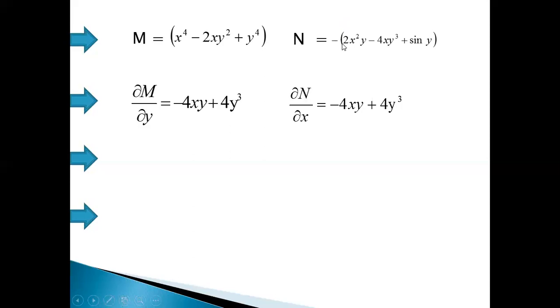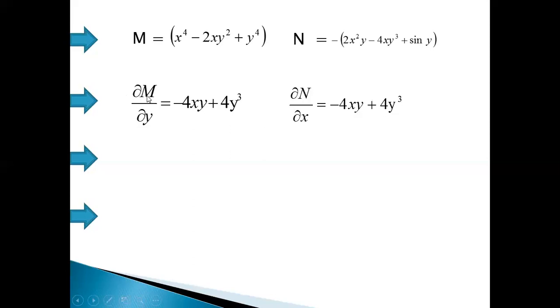So if we open the bracket and we get the derivative of n with respect to x, that is minus 4xy. Now in the second term, the derivative of x with respect to x is 1. Here 4y cube is constant, and in the last term there is no x, so the last term is constant with respect to x. So the derivative of n is minus 4xy plus 4y cube.